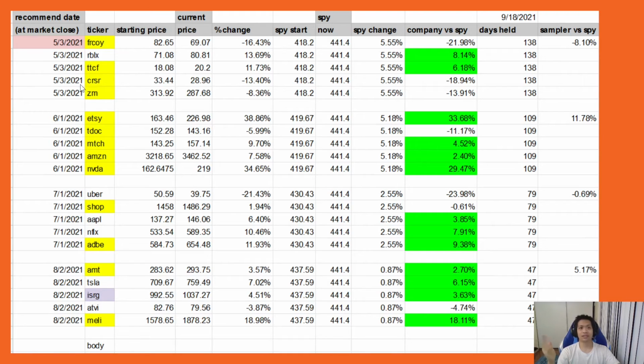So these are the 20 stocks. We'll do Roblox, Tattooed Chef, Corsair, Zoom, Etsy, Teladoc, Match, Amazon, Nvidia, Uber, Shopify, Apple, Netflix, Adobe, American Tower Corporation, Tesla, Intuitive Surgical, Activision, and Mercado Libre. Oh, and also the Beachbody down here at the bottom. So yeah, these are all from my 5 stock samplers, and you can see some of them are beating the market, some of them aren't. But I'll be building the 20 stock portfolio off of these. So everything except for FRCOY.